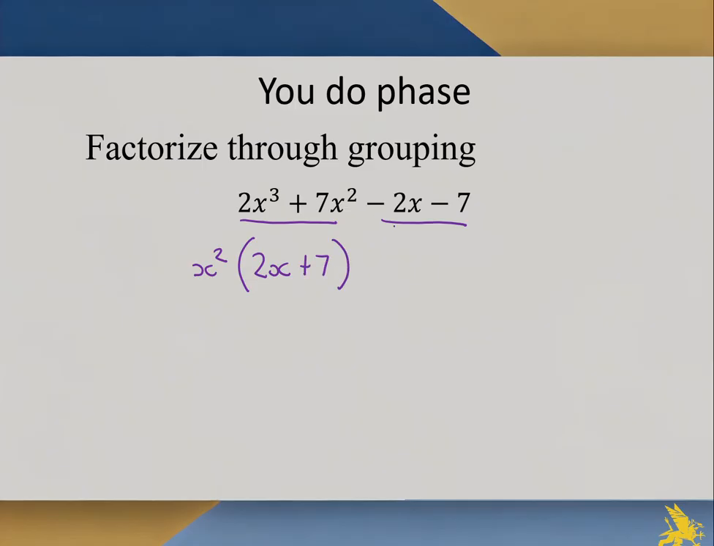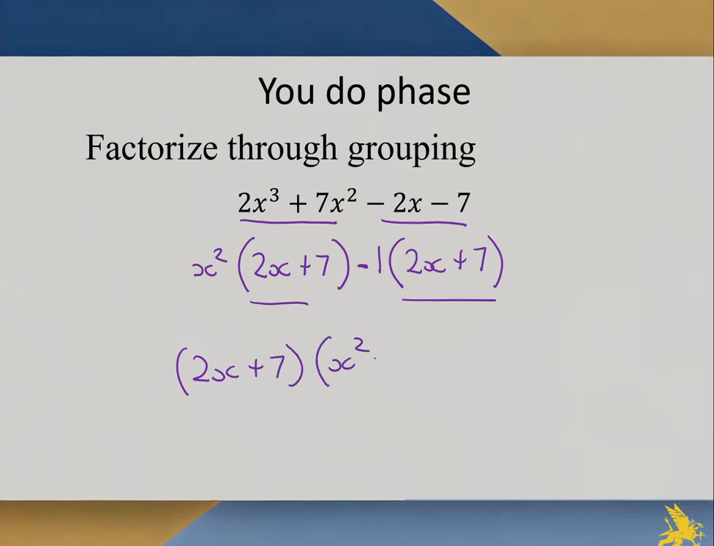Again, I want my bracket to be positive because it's a minus, so I'm just going to take out negative 1. And that means I'm left with 2x plus 7. And I can check that. Negative 1 times 2x is negative 2x, and negative 1 times 7 is negative 7. If I grab those two brackets and take that out the front, I'm left with 2x plus 7 and x squared take away 1.